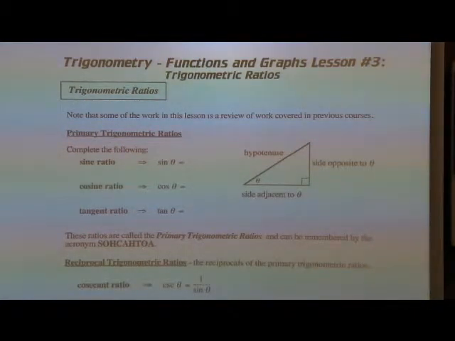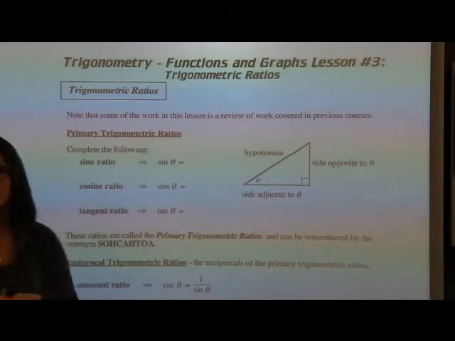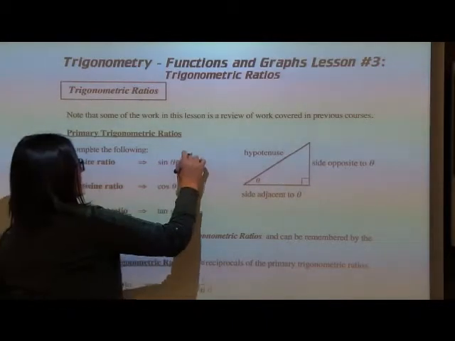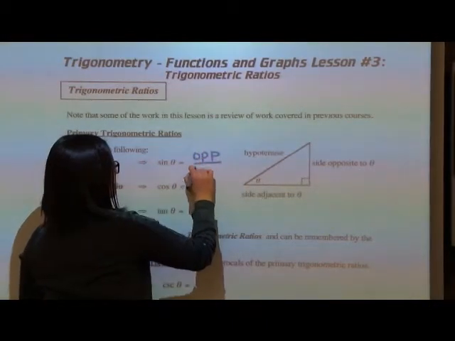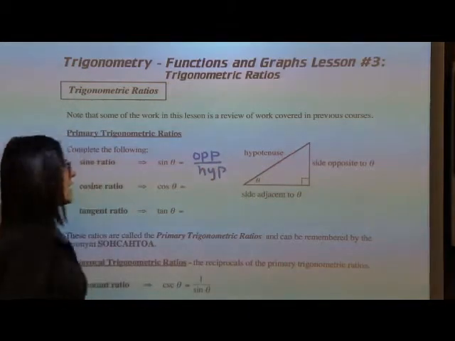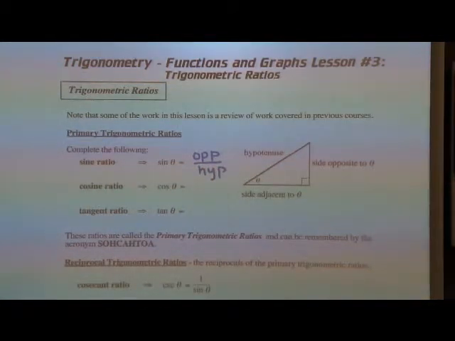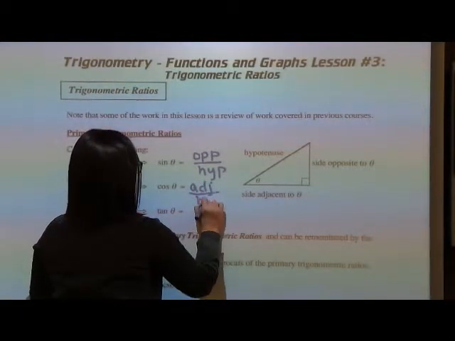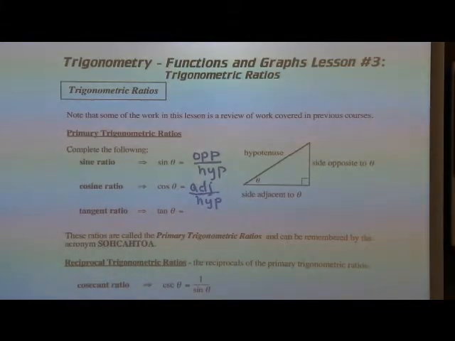functions, sine, cosine, and tangent. Do you guys remember what the sine ratio stated? Sine theta was equal to what? Opposite over hypotenuse. The opposite side over the hypotenuse. And what was cosine related to? Adjacent over hypotenuse. Yeah. And tangent?